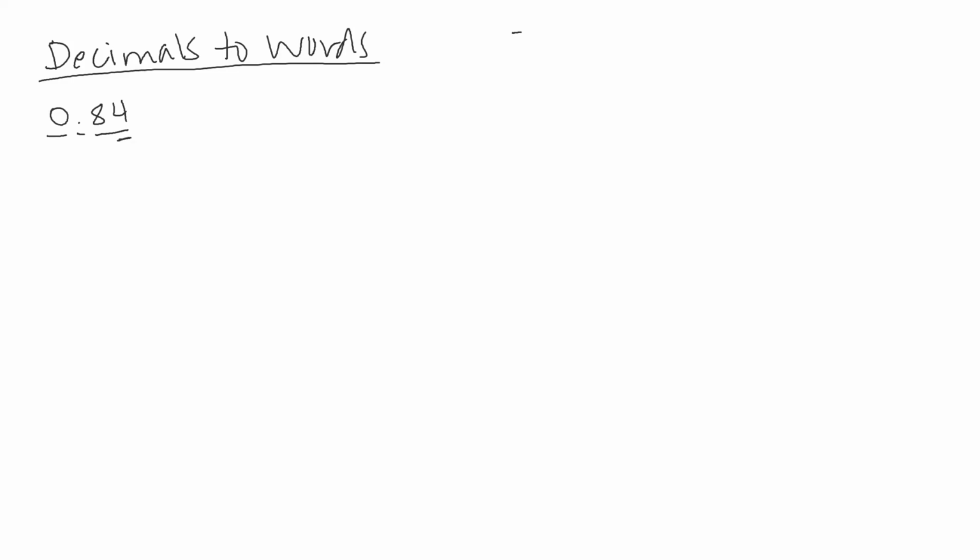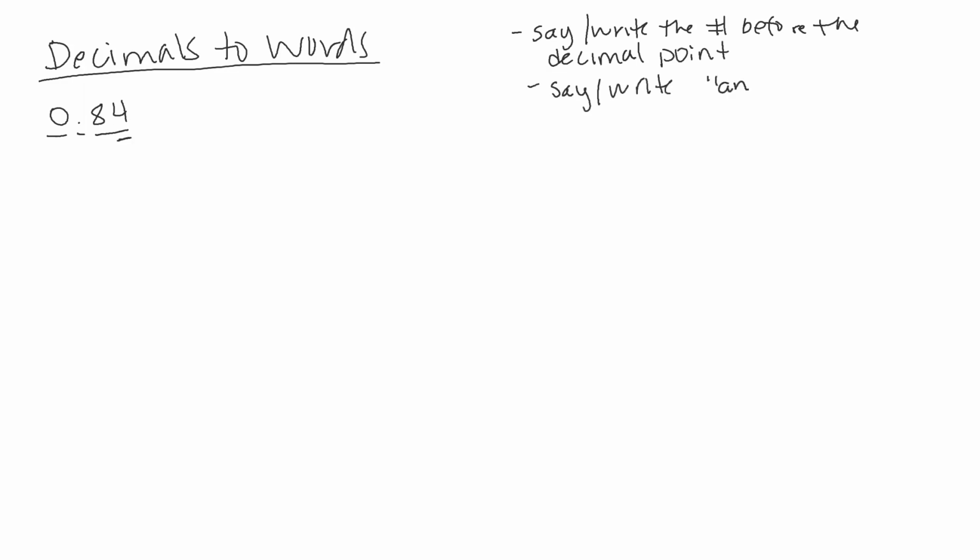So say or write the number before the decimal point. Then say or write "and" in place of the decimal point. Okay. And then you want to say or write the number after the decimal point.